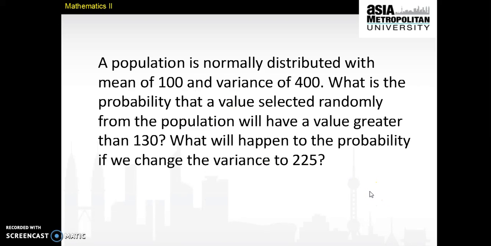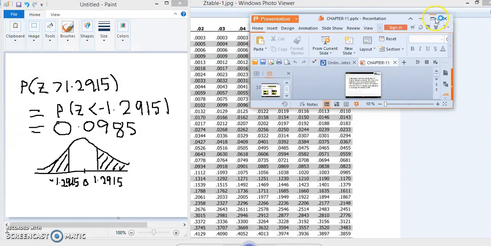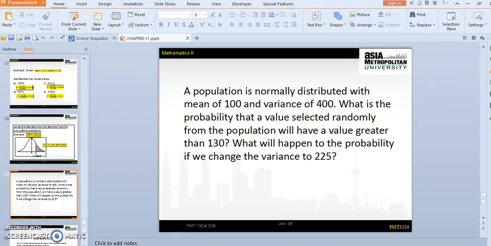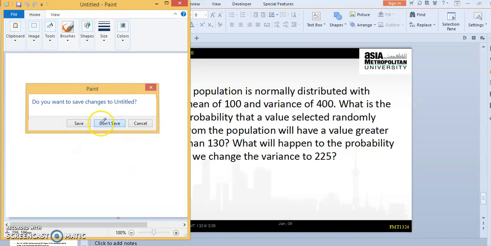Now let's have a look at this question. A population is normally distributed with a mean of 100 and variance of 400. What is the probability that a value selected randomly from the population will have a value greater than 130? So let's have a new one.